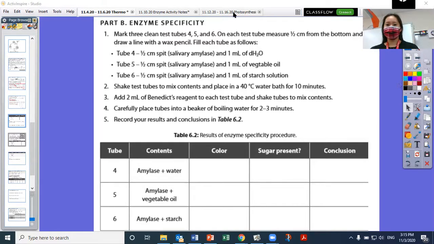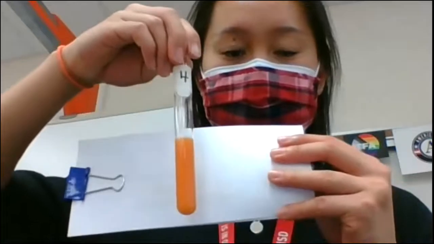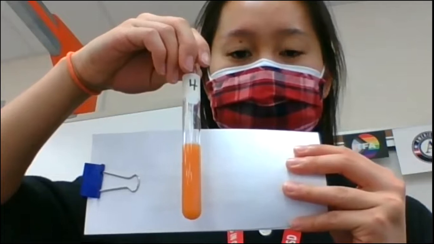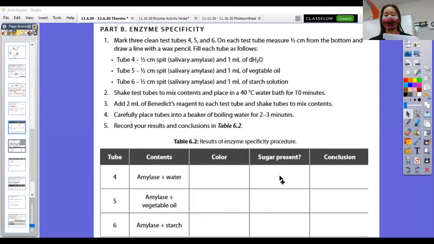Let me full screen myself again so that you can actually see. So test tube number 4, amylase and water, is this nice bright orange color. So you want to record that down, and then I want you to tell me essentially what does that mean. So you're going to be saying in your table, right, you're going to write the color down, and then you're going to tell me, is there sugar present based on the color change, if there's a color change. And then in conclusion, did amylase break something down? Or if it didn't break something down, what is present and why is it there? Okay, we're going to do the same things for the other 2.